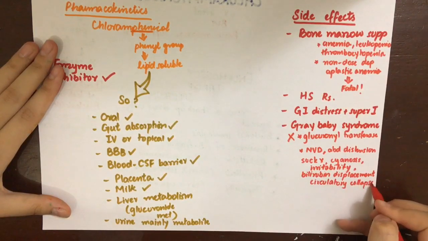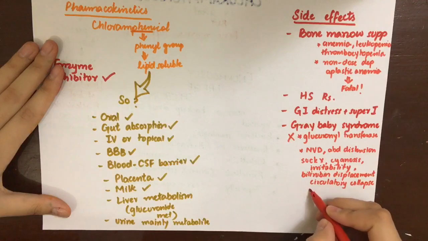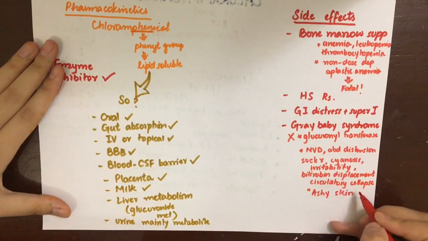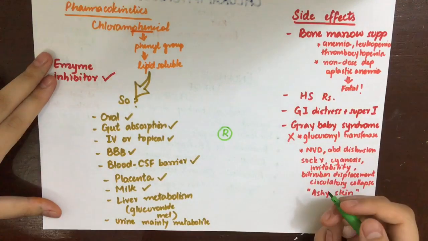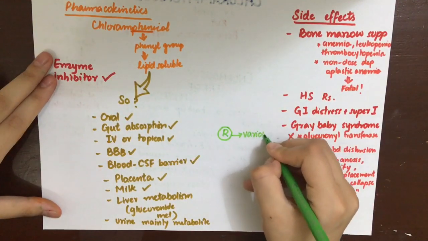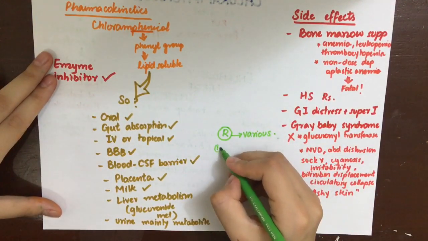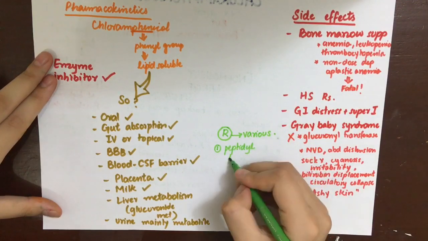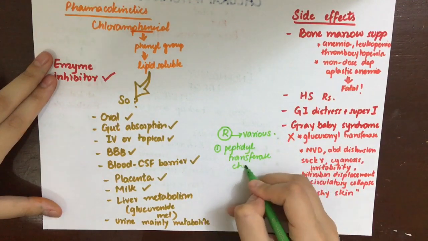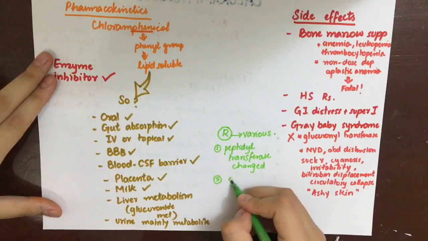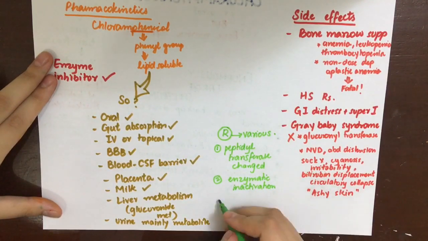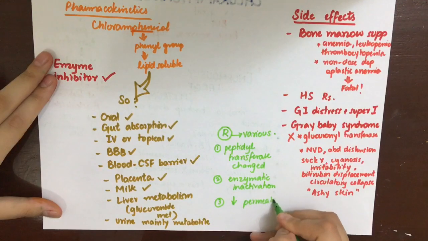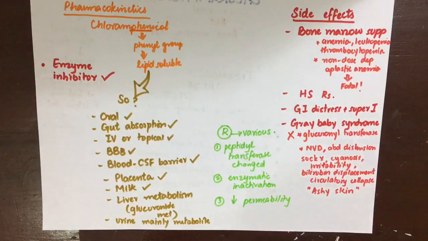Lastly, the resistance modes to chloramphenicol can be various. One can be a change in peptidyl transferase, that is the binding site on the 50S ribosomal subunit. Secondly, it can be inactivated by bacterial inactivating enzymes such as acetyl transferases, and also by decreasing the permeability of porins by changing their size or shape. That's all about chloramphenicol.